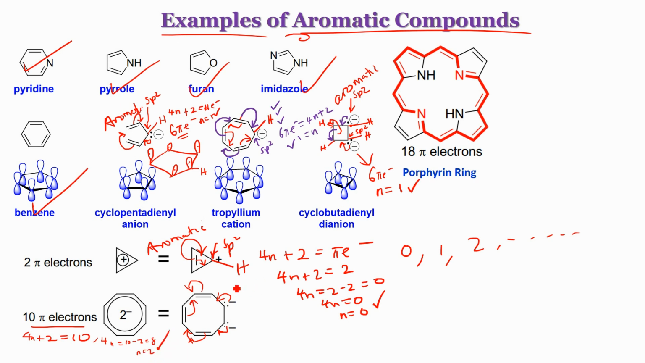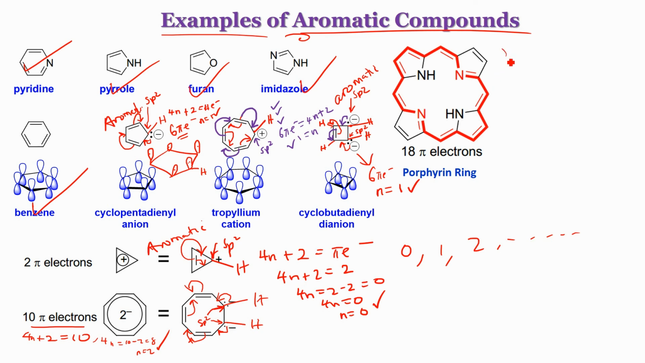I check it. Now you have a hydrogen there, you have a hydrogen here. This carbon center is sp2. That carbon center is also sp2. The molecule is predicted to be aromatic.